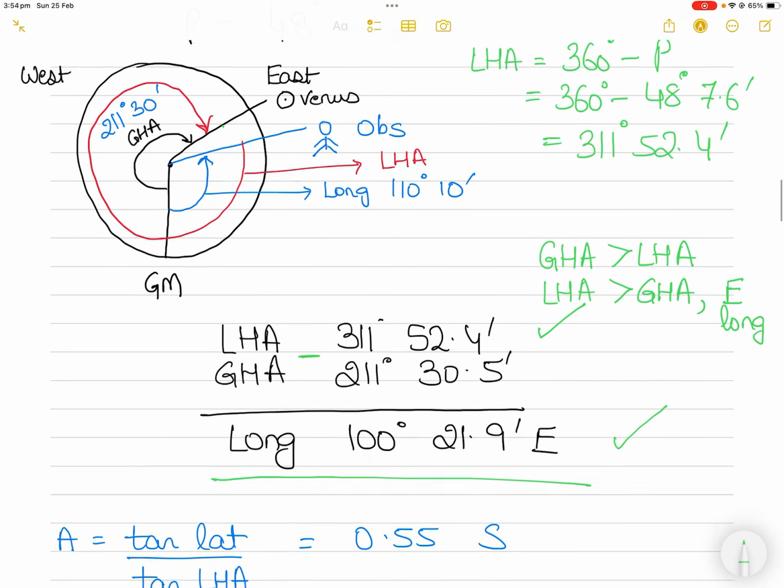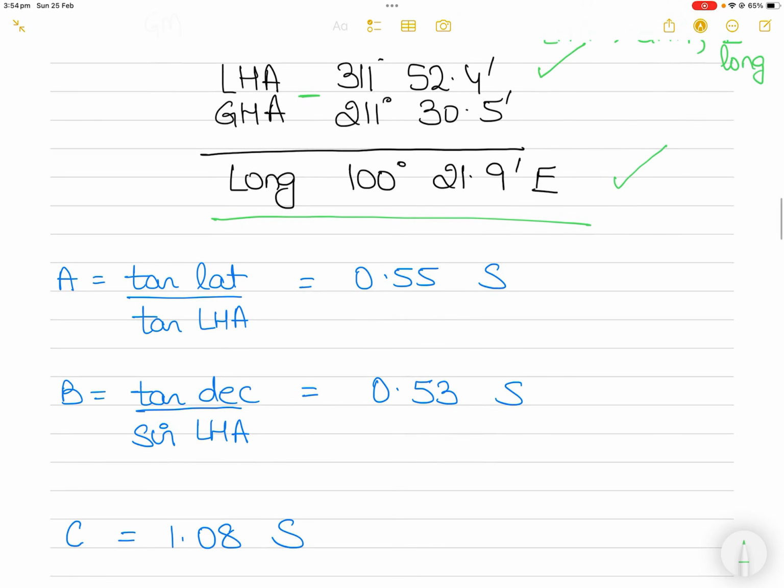Main portion done. That is the position through which the position line will pass. And then simply you have to find out A, B and C. A is equal to tan lat by tan LHA. Put the values of tan lat and the LHA value. LHA value is 311 degrees 52.4 minutes.